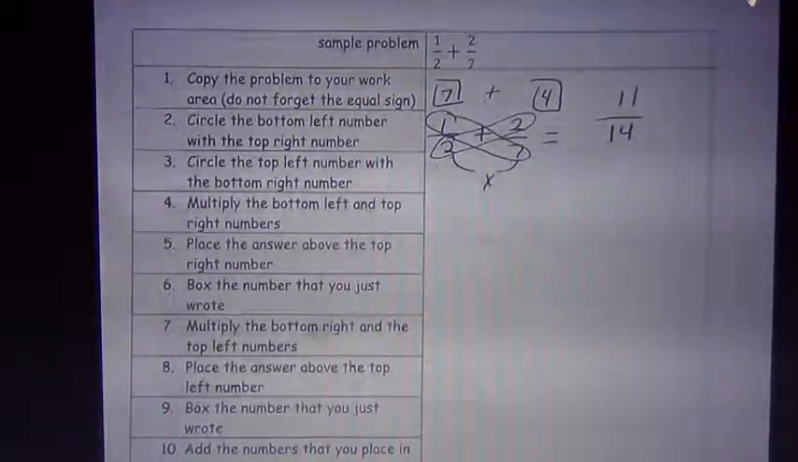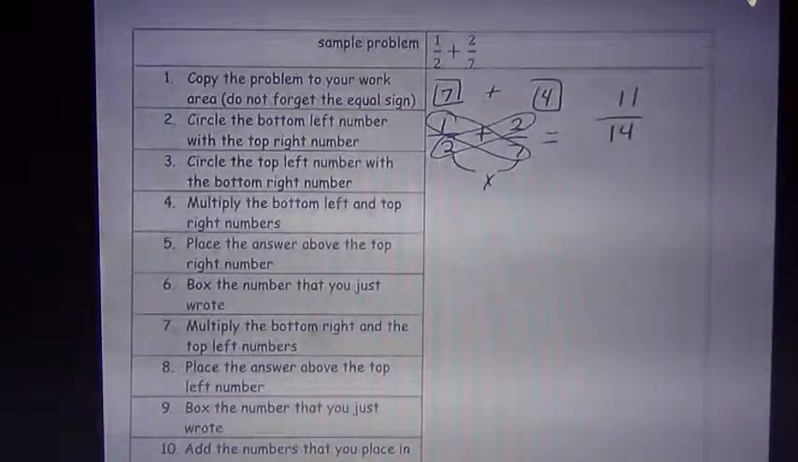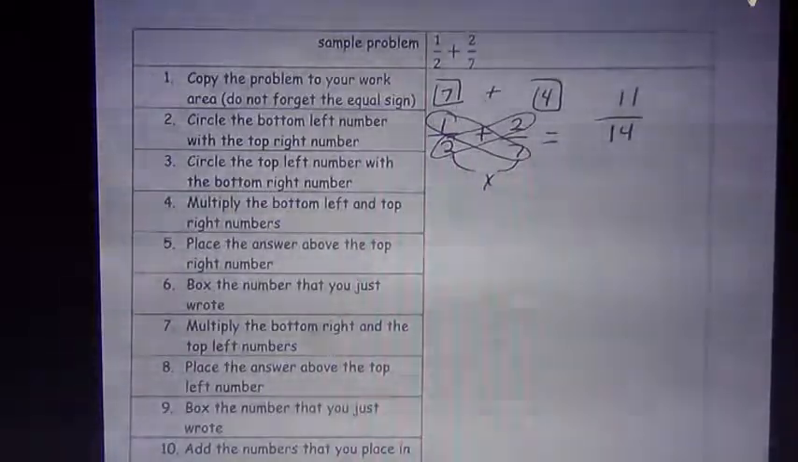I tried to break this down into as few steps as I could. I got it down to 16. Hopefully this will make adding fractions with unlike denominators using the butterfly method make some sense for you.